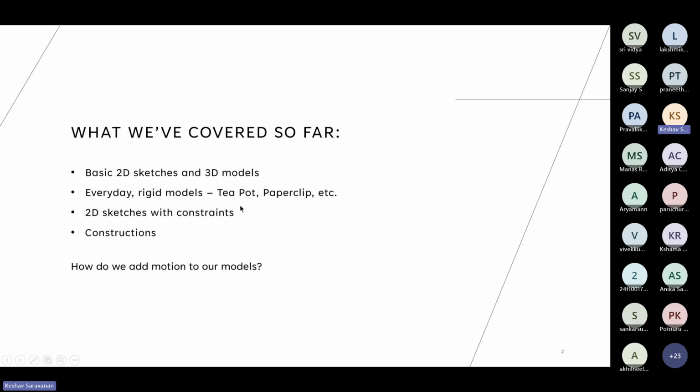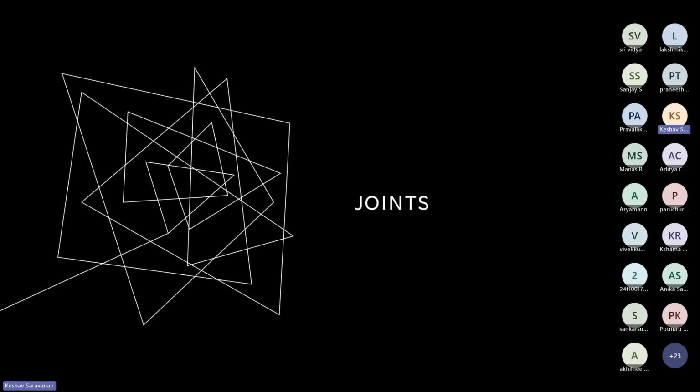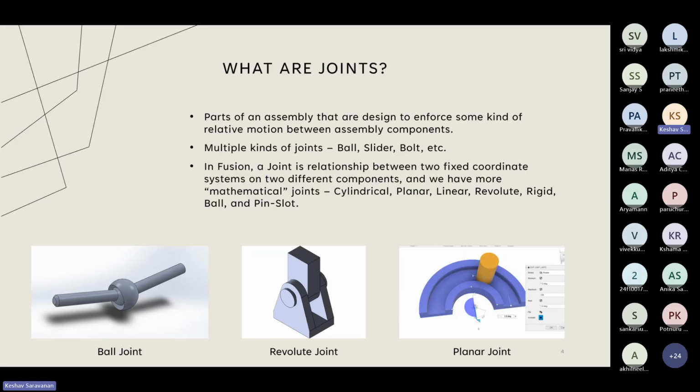In today's class, we're going to be seeing how we can add motion to our models. How can we animate them? How can we simulate how they behave in the real world? Fusion offers this concept called joints. What are joints? Joints are part of an assembly that are designed to enforce some kind of relative motion between assembly components. So I have two parts, I have two bodies in my Fusion design. I can tell Fusion how to move them relative to each other so that I can simulate how they behave.